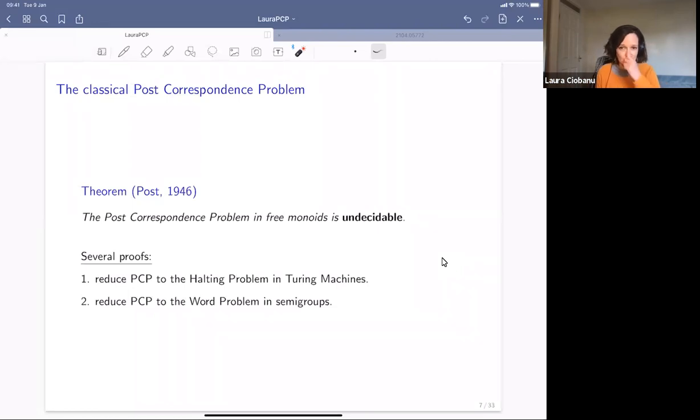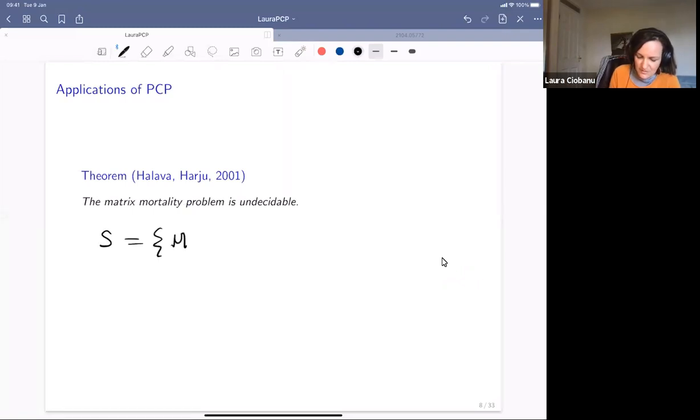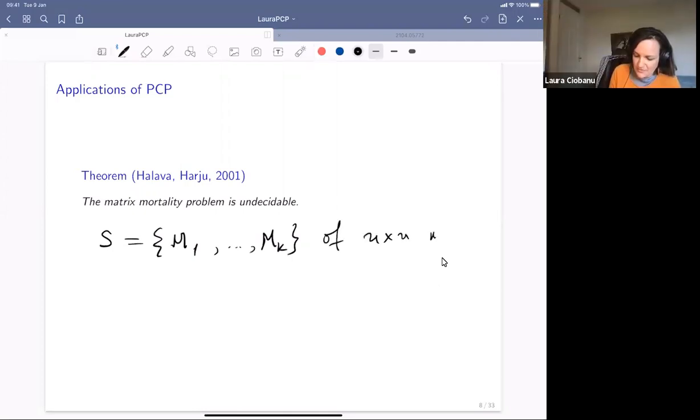Right. So why do we like this? Why are we still talking about it? Well, for one thing, it's nice to teach in a course, maybe not first year, but some course in computer science or maths. And the other reason, that's maybe a better reason, is that it's really the source of a lot of undecidable problems in maths or computer science. One of my favorite problems that I want to tell you quickly about is the matrix mortality problem, which says that if you take a set S of some matrices, let's say M1 up to MK, a set of n by n matrices, let's say integer matrices, so everything is integer.